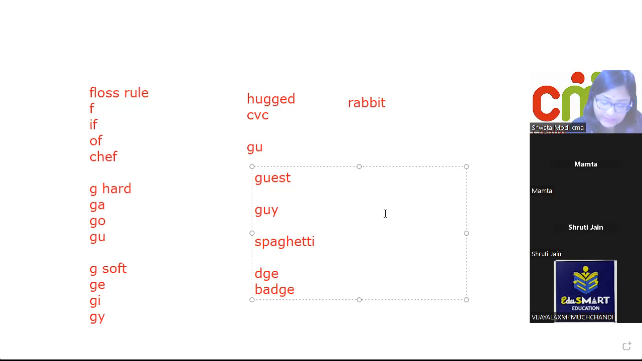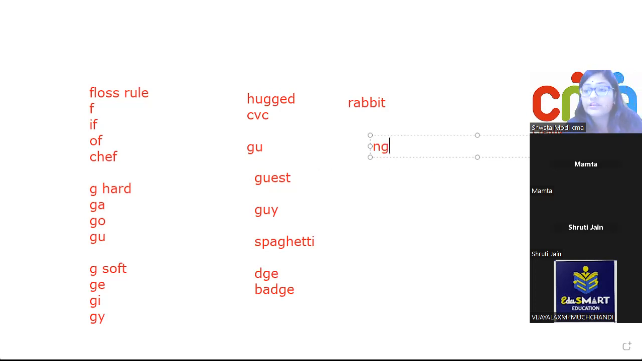Now letter teams. G teams up with which letter? N. So this is a completely different sound. We are treating it as one separate sound, NG, right? So this is a consonant team. And you will find that these are mostly borrowed words.